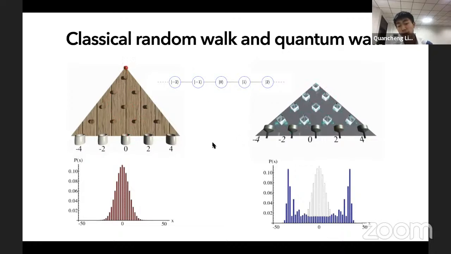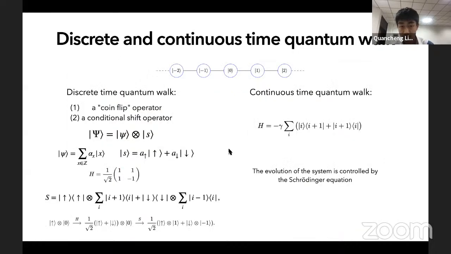For example, if this is our message and you have a receiver here, compared to the classical case, a quantum random walker will send the message more efficiently. But there are two ways to define the quantum walk. One is the discrete time quantum walk, another is the continuous time quantum walk.